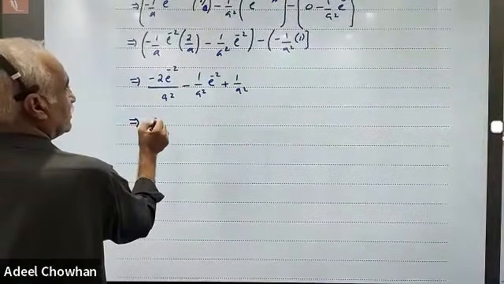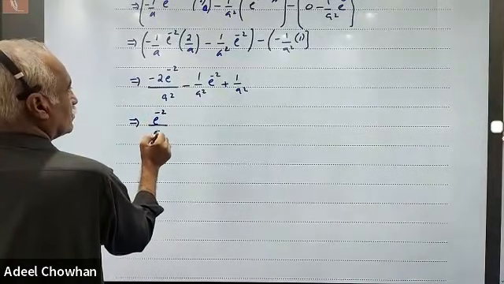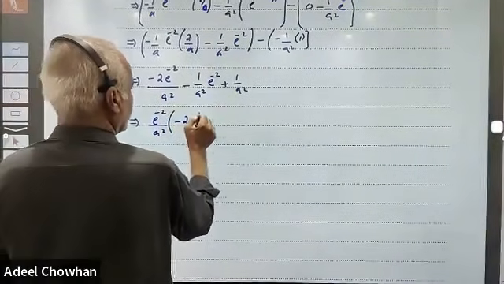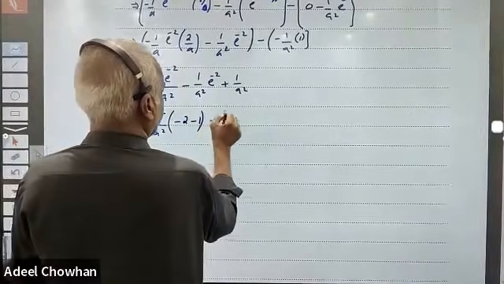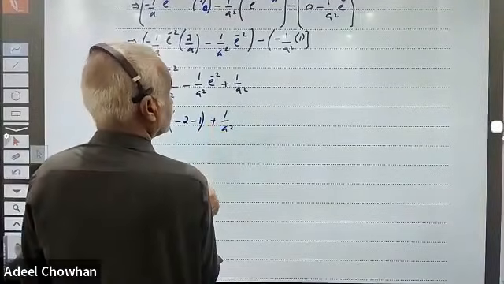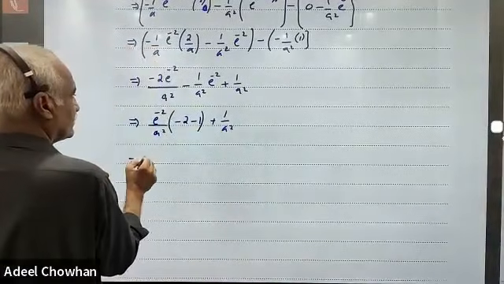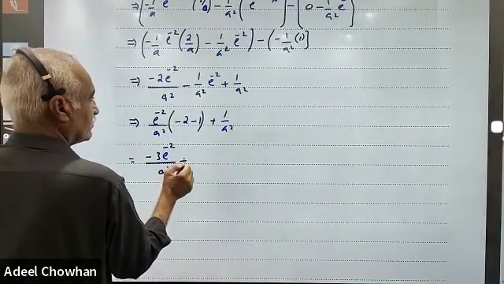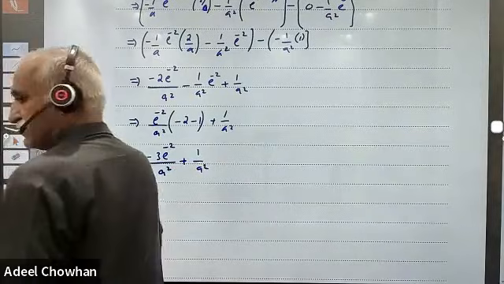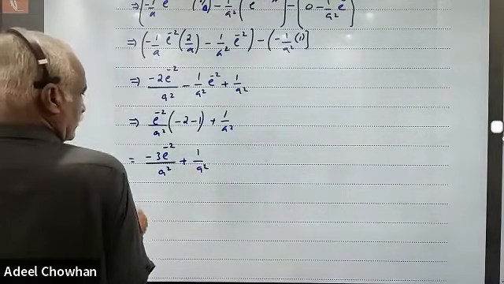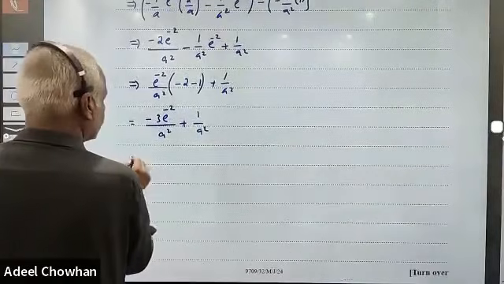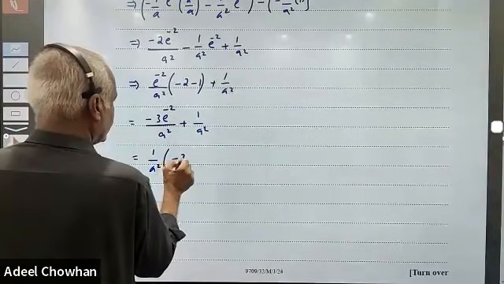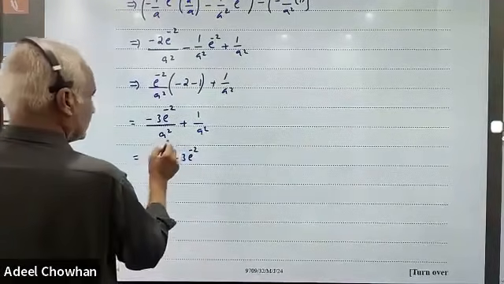Here e power minus 2 over a square is common. It should be equal to minus 2 minus 1 plus 1 over a square. So that should be equal to minus 3 e power minus 2 over a square plus 1 over a square. So 1 over a square is common there. So it should be equal to minus 3 e power minus 2 plus 1.